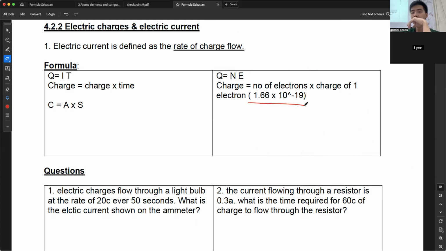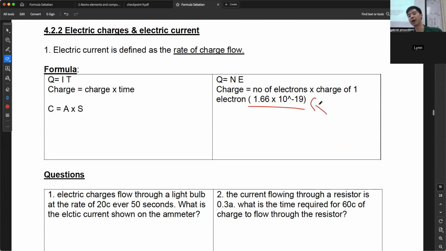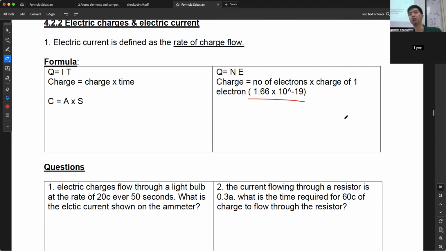90% of the time you'll be given this number. I saw one year they did not give it, but most of the time they'll give it, so I don't think you need to remember this number. In fact, sometimes I forget it as well.